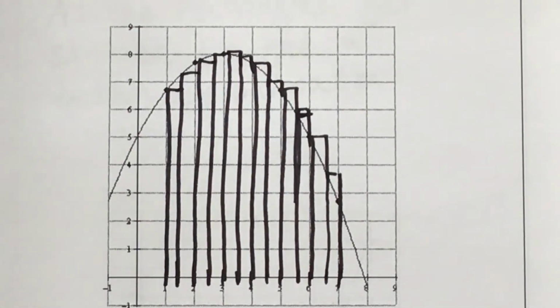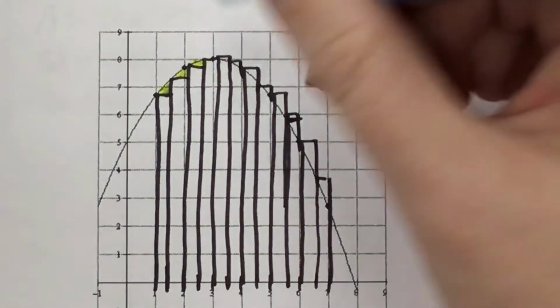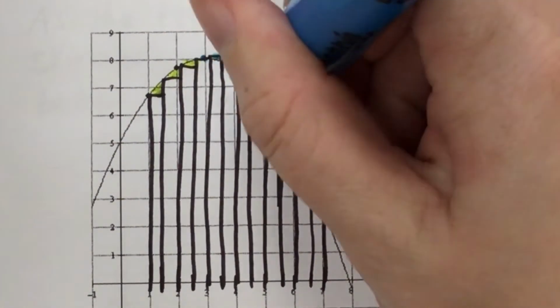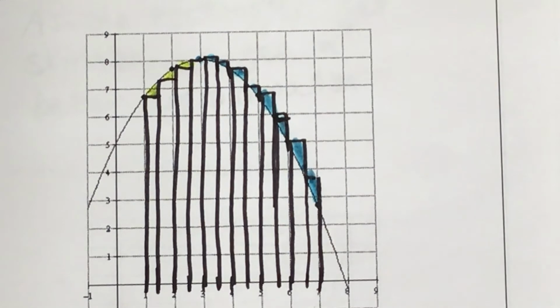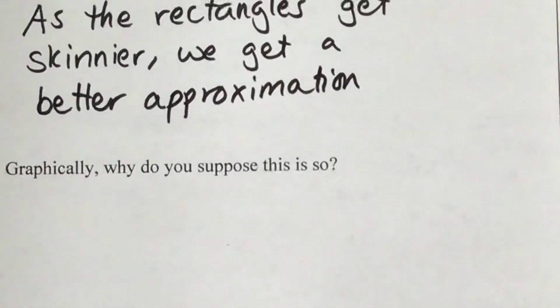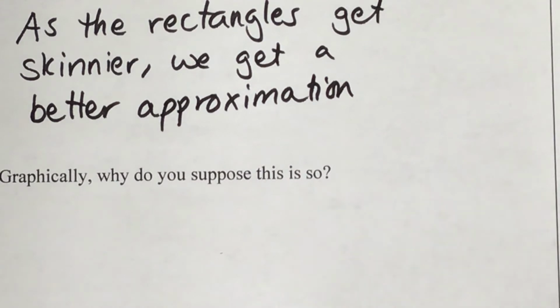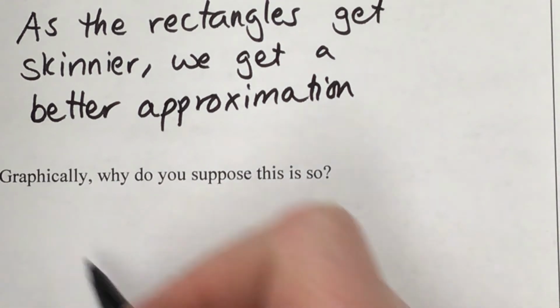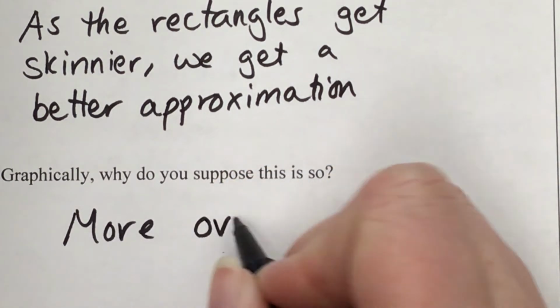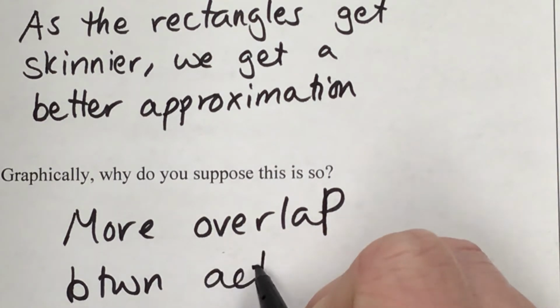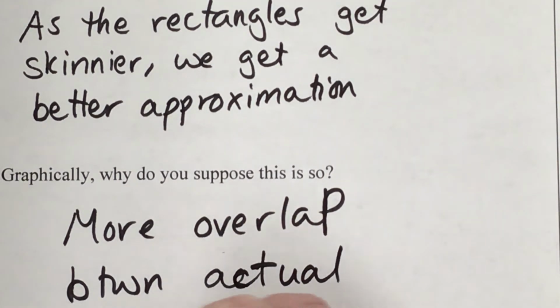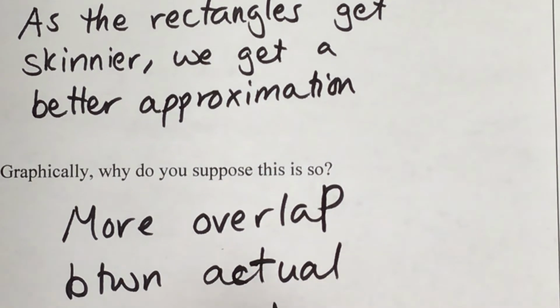Okay, there's a tiny bit of yellow area here and here. And all of these little guys have tiny bits of blue area. Okay, there's less area that is included in the rectangles that is not included in the area itself. More overlap between actual area and rectangle areas.